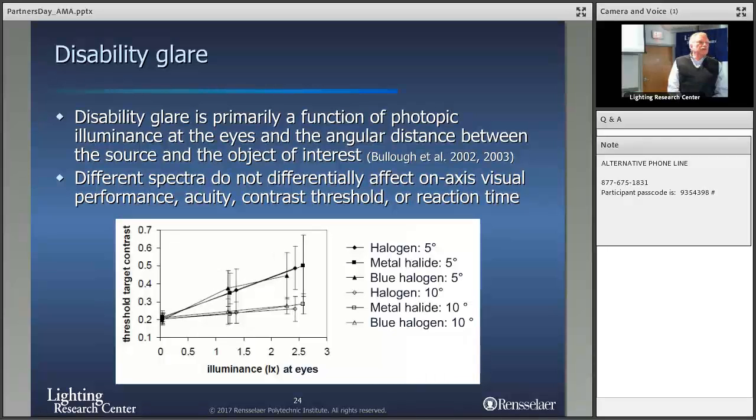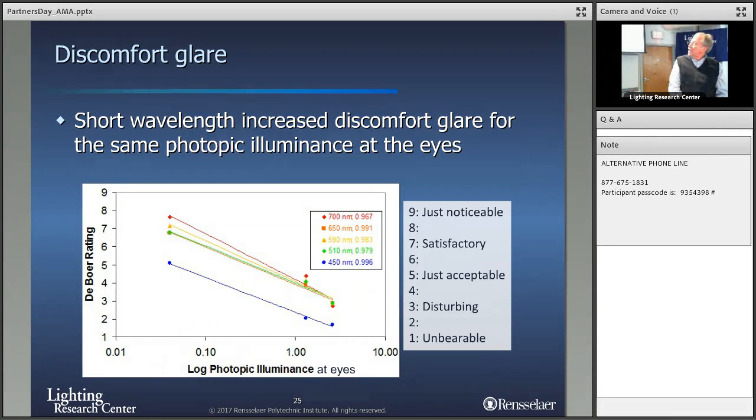It has to do with the V lambda, foveal spectral sensitivity, and scattered light is scattered light. These are large particles that are going to be scattered in the lens primarily, but other parts of the optical media. So that scattered light is insensitive to the wavelength that is scattered. The scatter is independent of the wavelength. Discomfort glare is different.